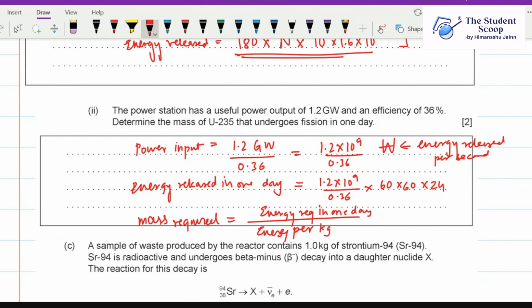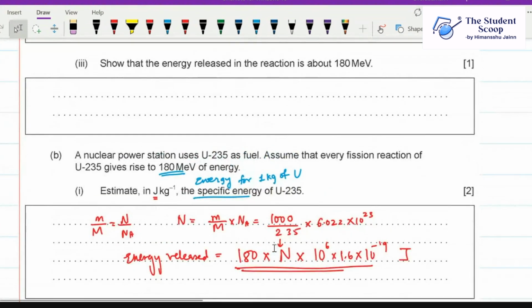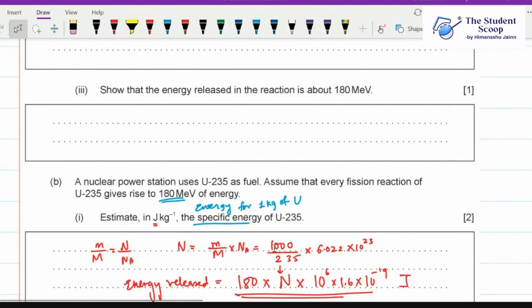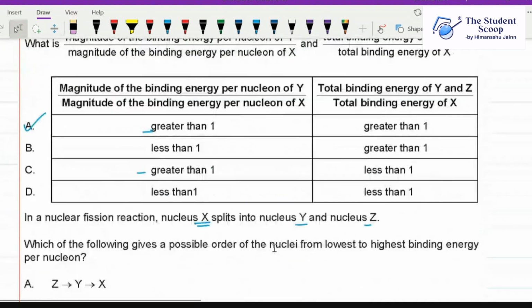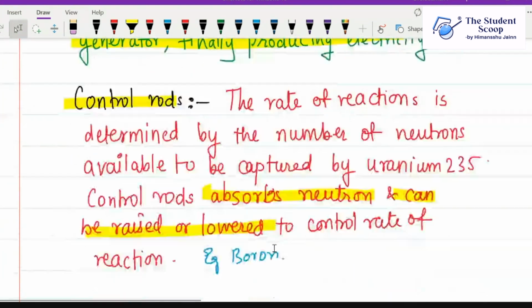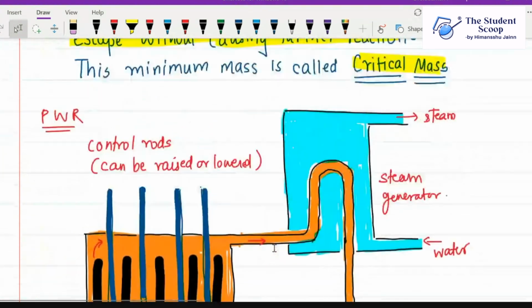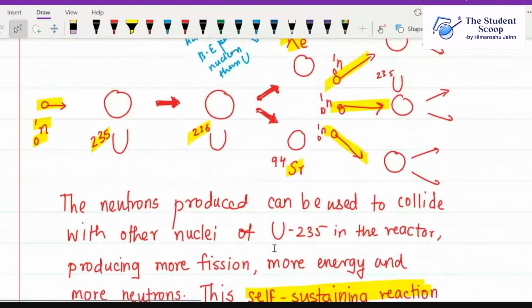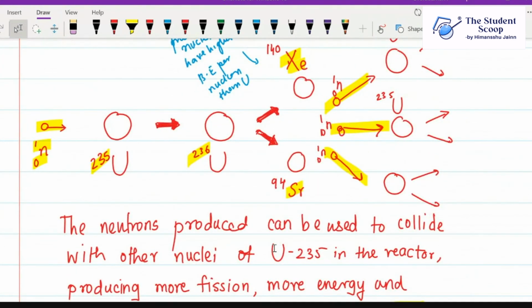So this is how we do the problems of nuclear fission as well. It is very similar to the energy problems and whatever problems we did in nuclear physics. This chapter is very simple, straightforward, and there is nothing complicated here. All you need to remember is some basic terminology related to nuclear fission and nuclear fission reactors.